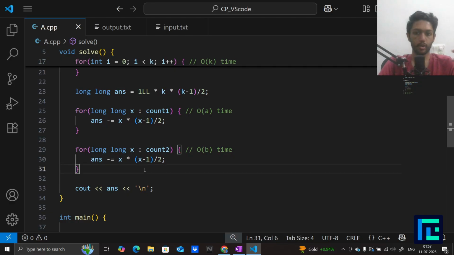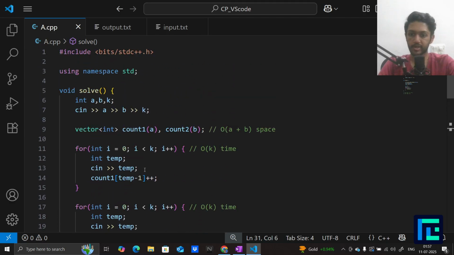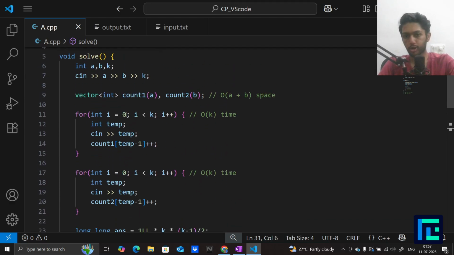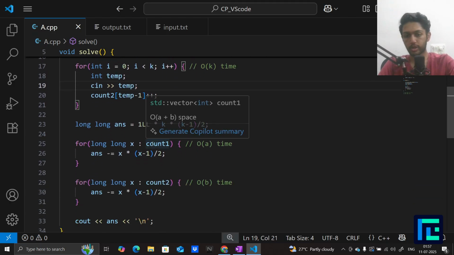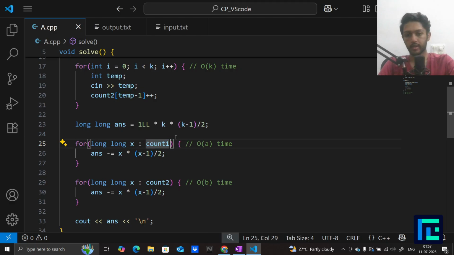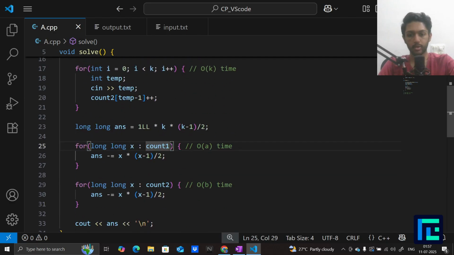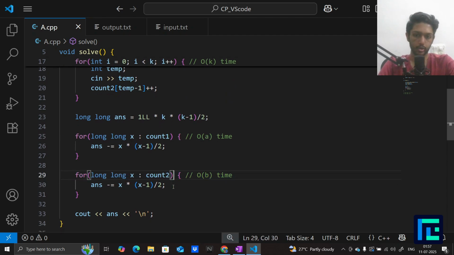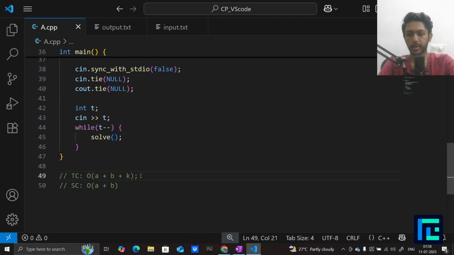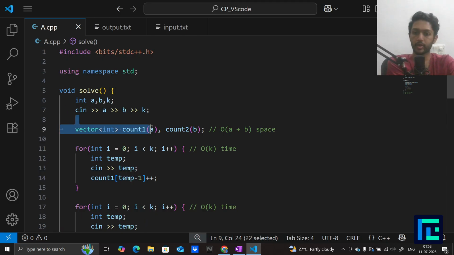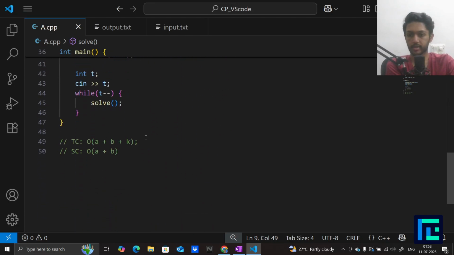So this is the entire logic of this problem, and the time it takes is: this for loop is O of k, clearly this is also O of k, and this for loop iterates over all the elements in count1, that is the boys one. So it will take O of the number of boys time, that is O of a, and this one will take similarly O of b. So the time complexity of this is O of a plus b plus k, right? And the space used is, we have made these two frequency vectors of a and b size, so it will take O of a plus b space. So the space complexity is O of a plus b.